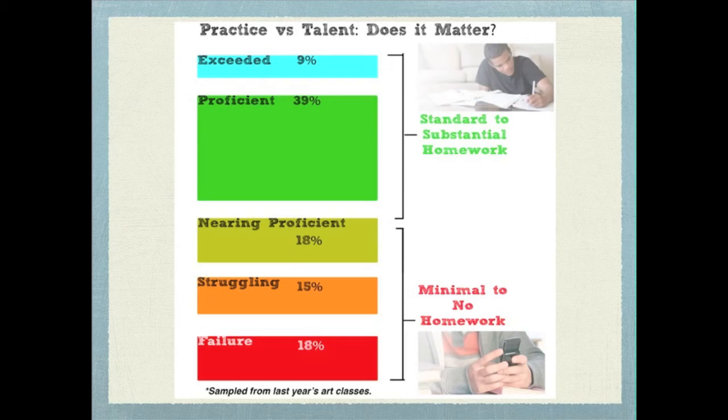And all the students who earned a B through an A had very standard to substantial levels of homework practice. Those students who were in the C range to the F range ended up either having minimal to like no homework. So there is a definite correlation in this class where I grade you based on your skill level of these techniques. You must practice in order to become proficient at them and earn a higher grade, regardless of your talent or not.